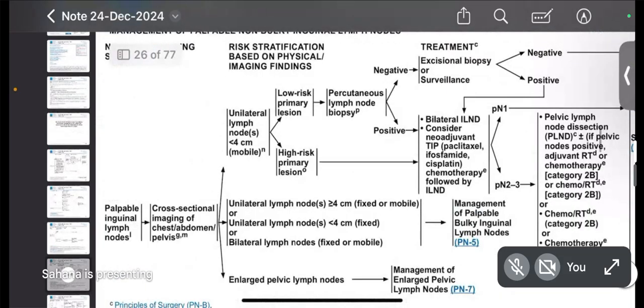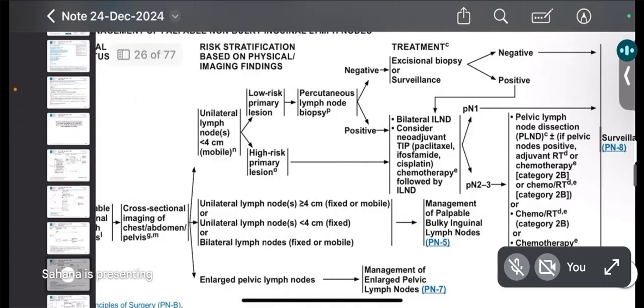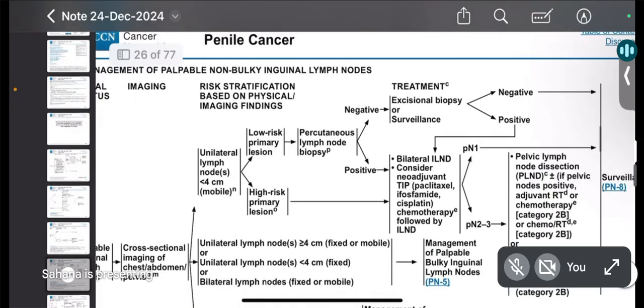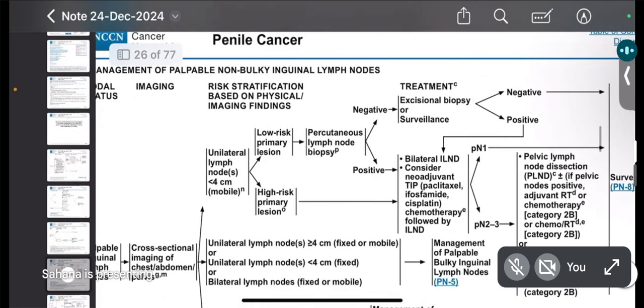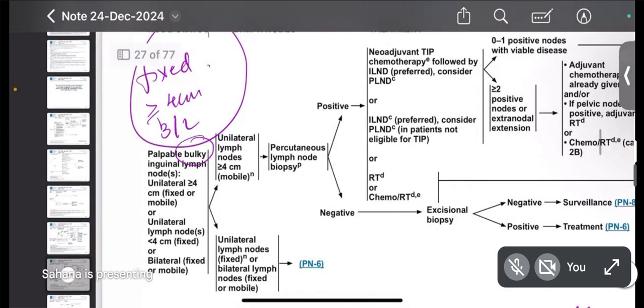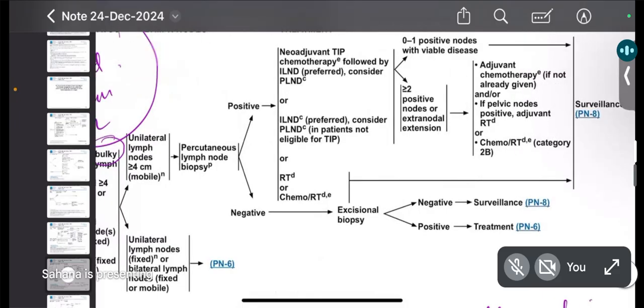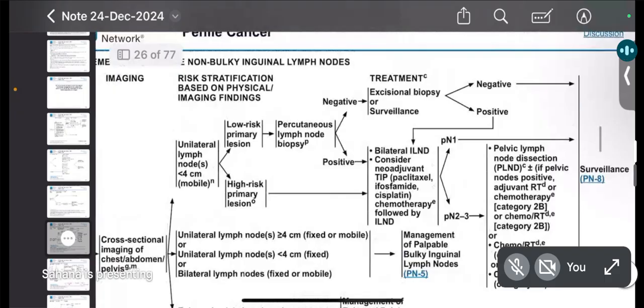Now you had an N plus node. You even ruled out metastasis. Now you will categorize them as unilateral, less than 4 centimeter, mobile. That means they are non-bulky nodes, with a low-risk primary. Then you will have to do FNAC. If it is negative, confirm it by excision biopsy. Then again, if it is negative, okay, then you will do surveillance. So you have to double confirm your FNAC. In case it came positive, then you will do your inguinal dissections. So it is bilateral ILND.